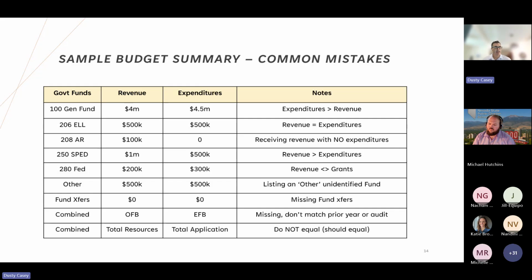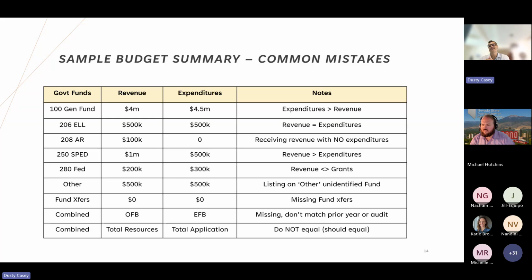So just something we've seen a handful of times: fund transfers being zero. I can't even really think of a case where this would actually happen. This would imply that you are matching expenditures to revenues in all of your funds, and you don't need to transfer any funds. We've already gone over that, where that's generally not the case. You're going to spend more in ELL generally, especially special education. You're probably spending more. Food service I've seen very common, which is Fund 290 that I'm not listing here.